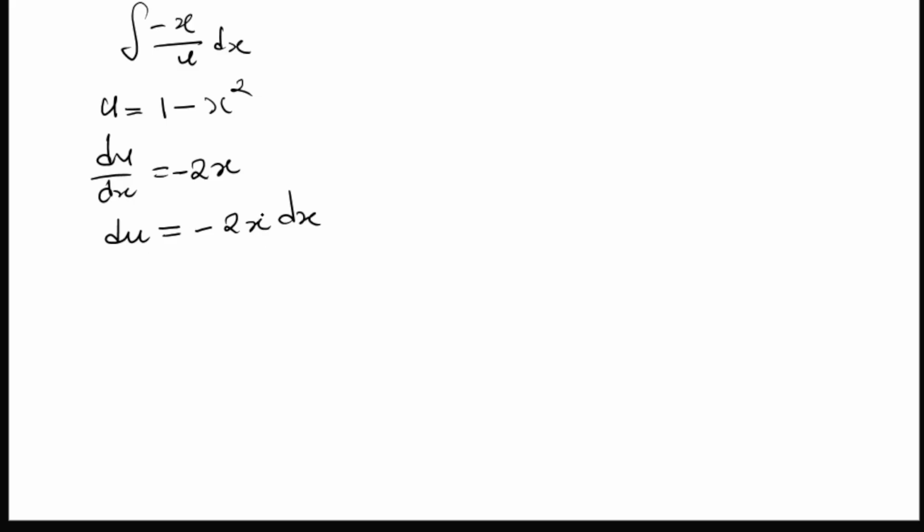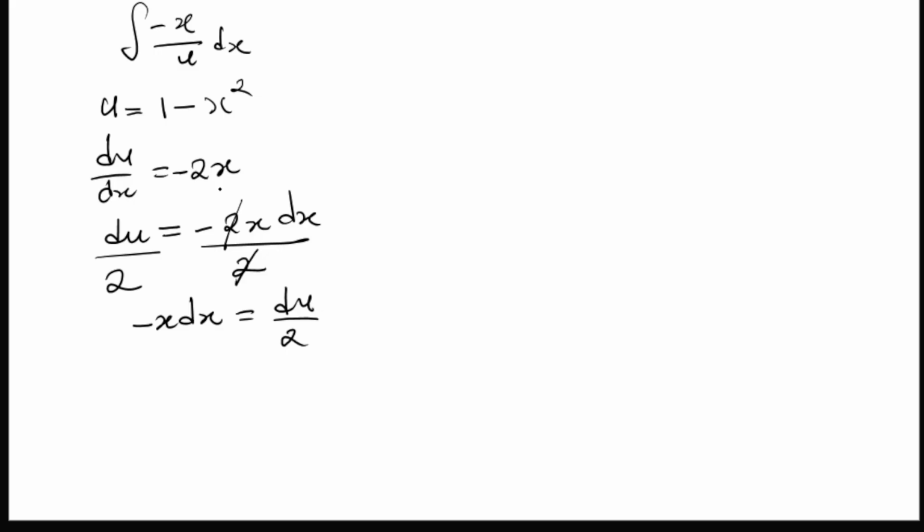Can we make dx stand alone? We can make minus x dx stand alone from what we have here. If you make it stand alone, you simply divide here by 2, and you divide here by 2. So the 2s cancel out, and you are left with minus x dx is equal to du over 2.